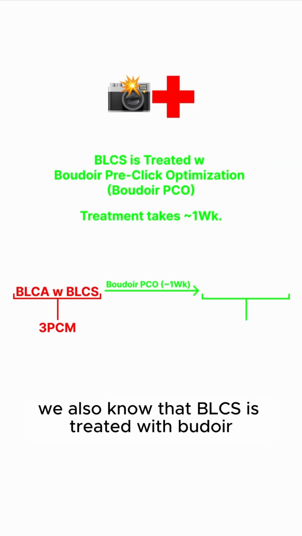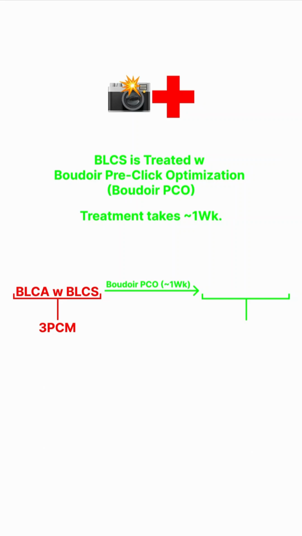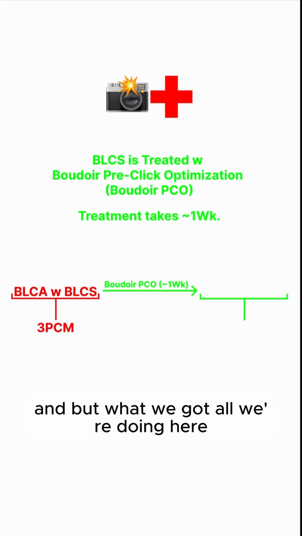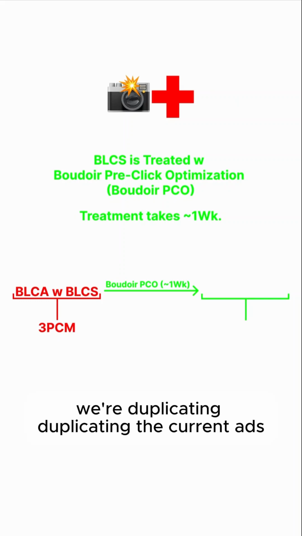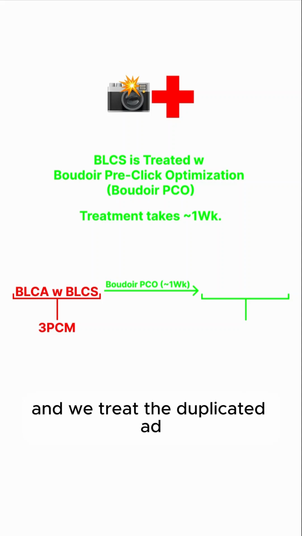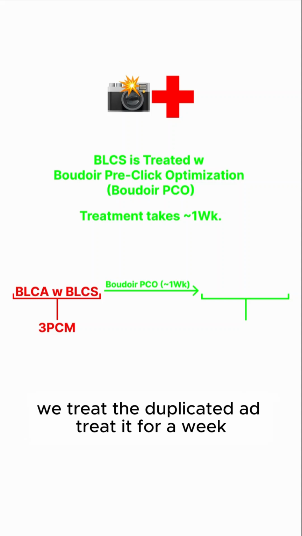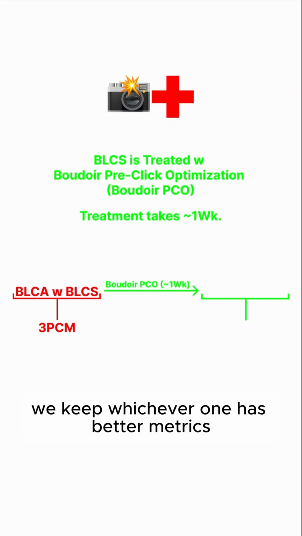We also know that BLCS is treated with Boudoir pre-click optimization, aka Boudoir Pico, and treatment takes about a week. And with Boudoir Pico, all we're doing is duplicating the current ads, leaving them on or off, whatever they are, and we treat the duplicated ad. So we don't touch the original, we treat the duplicated ad for a week. At the end of the week, we keep whichever one has better metrics.